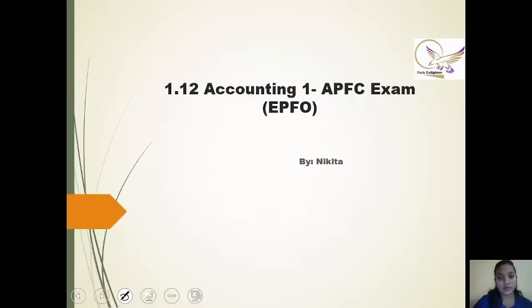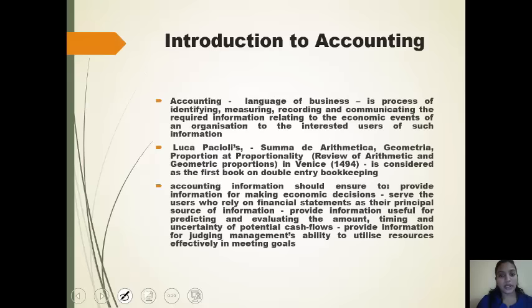Now, let's proceed with today's topic, that is accounting. Now, we will be dealing with accounting in two parts. The first half will be done in this video, and the later part will be coming in later videos. Now, I'll start with today's topic, introduction to accounting. Accounting is a language of business. It is a process of identifying, measuring, recording, and communicating the required information relating to economic events and other organizations.